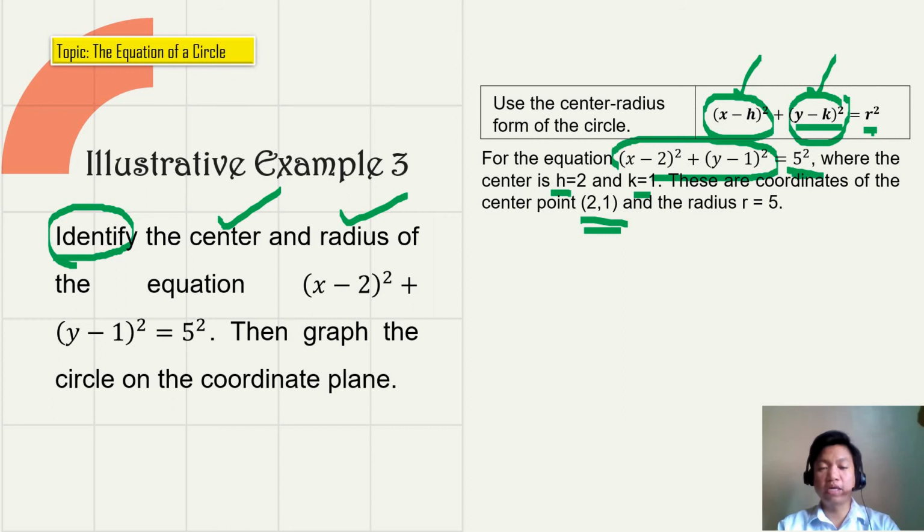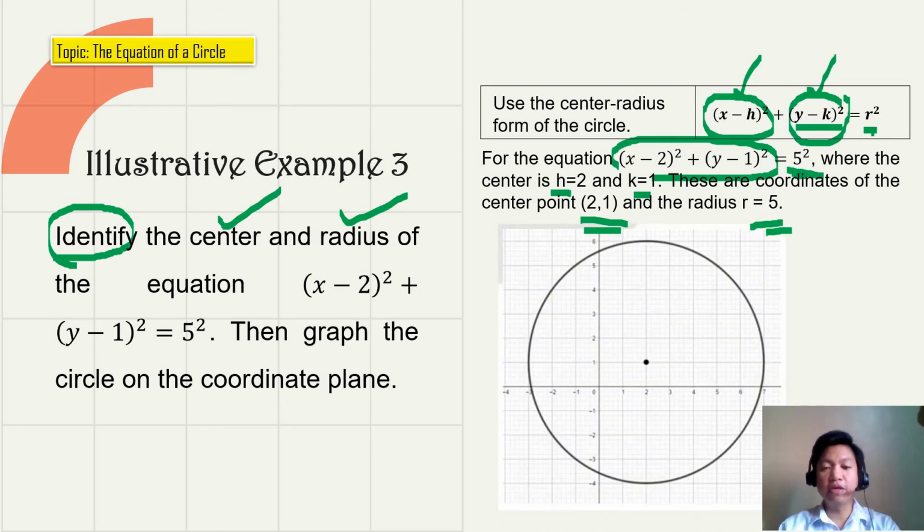Okay, ibig sabihin, ang center ng iyong circle ay wala sa origin. Nasa point 2, 1, nasa quadrant 1 yan. At ang radius mo is 5. Okay? Kaya pag drawing mo siya, ganito. Ayan. So, first is, ilocate mo muna yung 2, 1 na coordinates. Ito siya. Ayan. So, ito yung coordinates natin ng 2 and 1. Okay? So, ito ngayon yung center mo. Center ng circle mo yan.